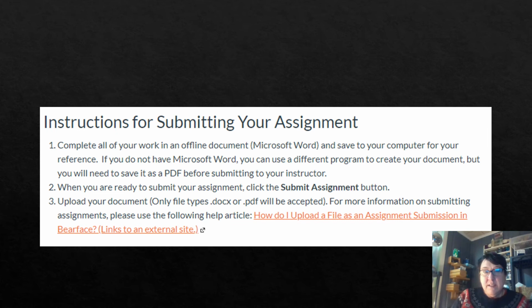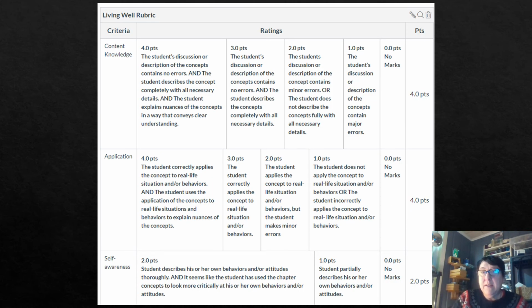Then there's always a section that identifies how to submit your assignment, and you'll put it in a Microsoft Word document and submit it as a doc or a PDF. There's always a little link about how to do that. Finally, after you do your submission, we will be looking at a rubric. This particular rubric is worth 10 points.